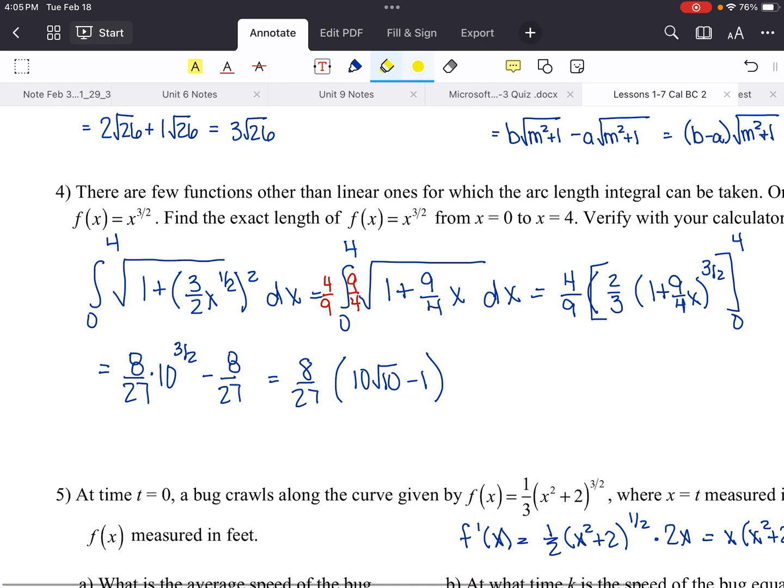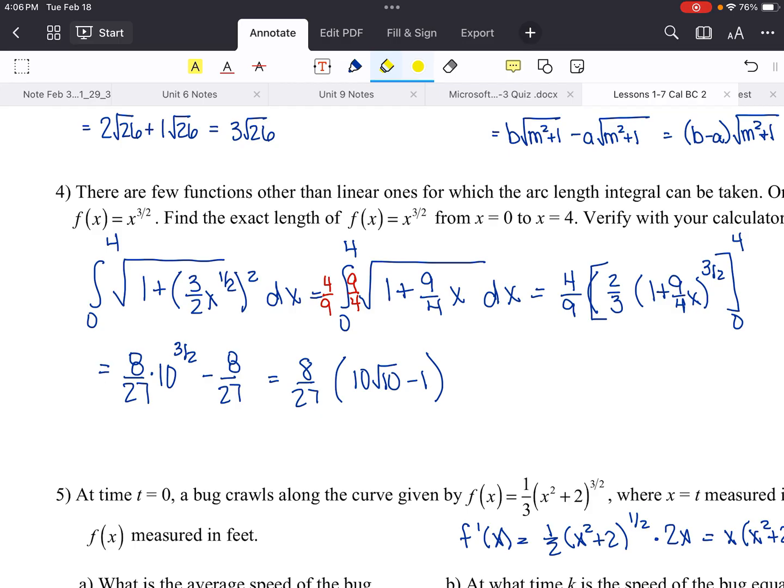This one we went over in class. This one was not so much calculus challenging, I don't think, as algebra challenging. So first of all, if f of x is x to the 3/2, then the derivative is going to be 3/2 x to the 1/2. So we've got integral from 0 to 4, square root 1 plus, that's always going to be there. And then we have our derivative squared.